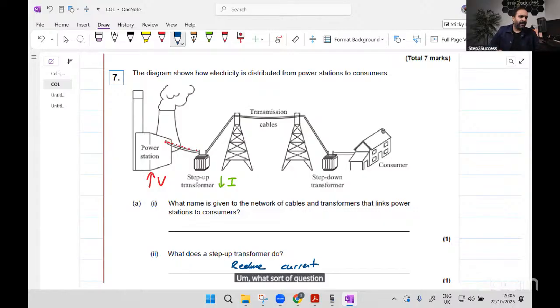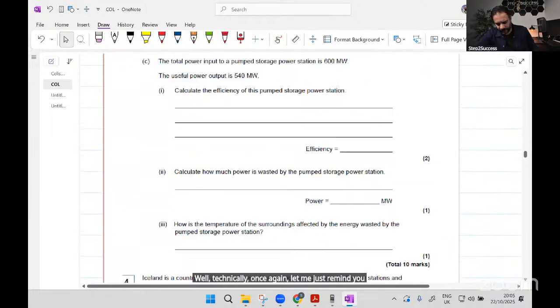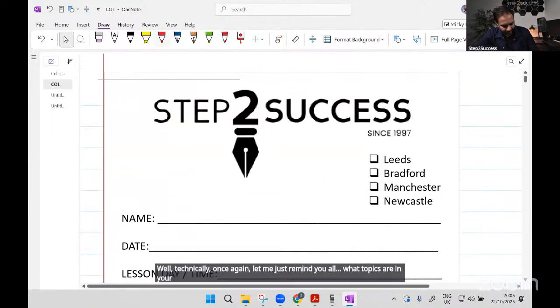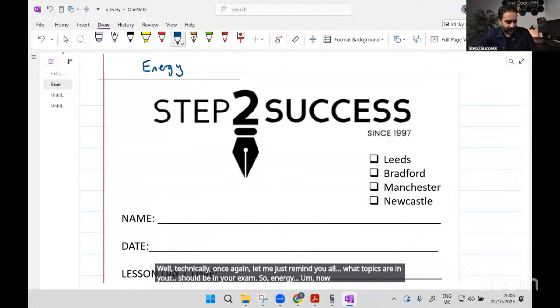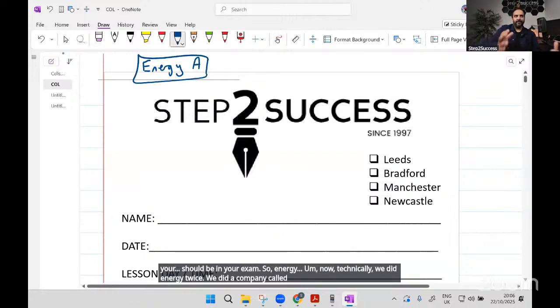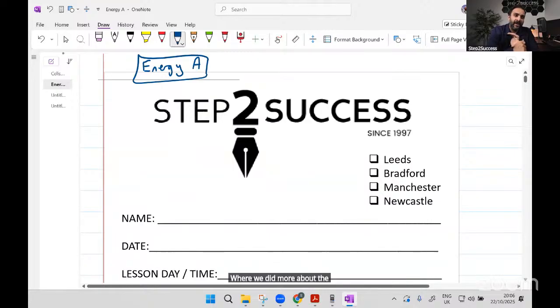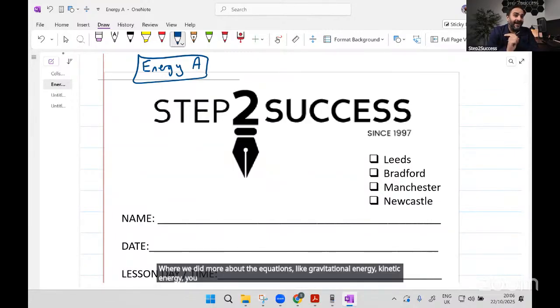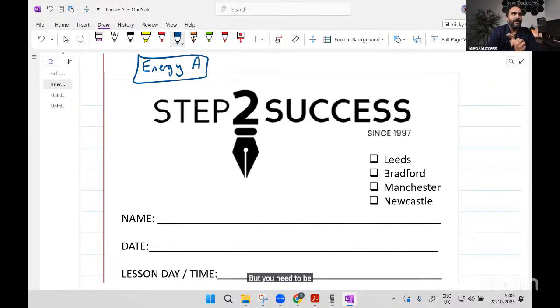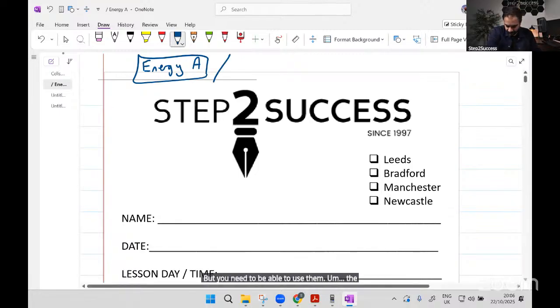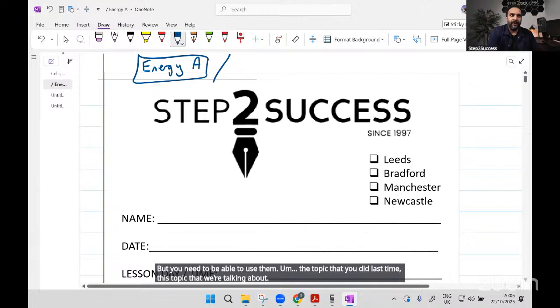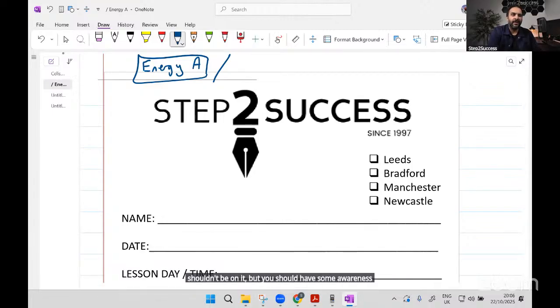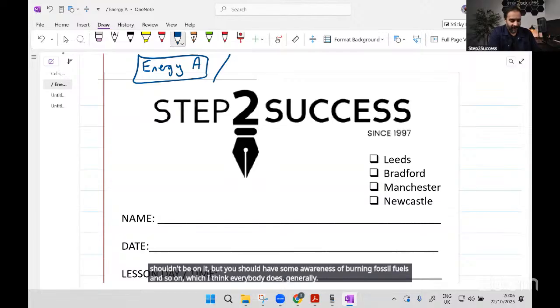What sort of question would you get asked in the exam about this topic? Well, technically, once again, let me just remind you all what topics should be in your exam. So energy. Now, technically, we did energy twice. We did something called Energy A with year 10, where we did more about the equations like gravitational energy, kinetic energy. You're probably likely to get some of those equation questions. I think you'll get given the equations, so you don't have to learn the equations, but you need to be able to use them. The topic that you did last time, this topic that we're talking about, shouldn't be on it, but you should have some awareness of burning fossil fuels and so on, which I think everybody does generally. That is the physics topic.